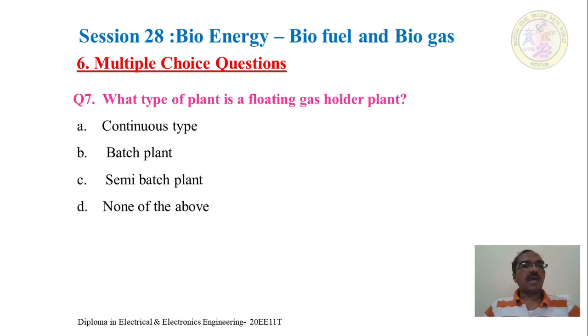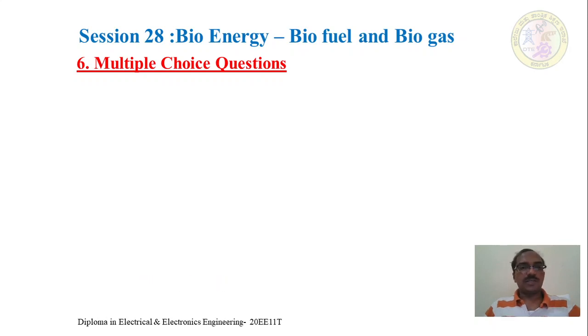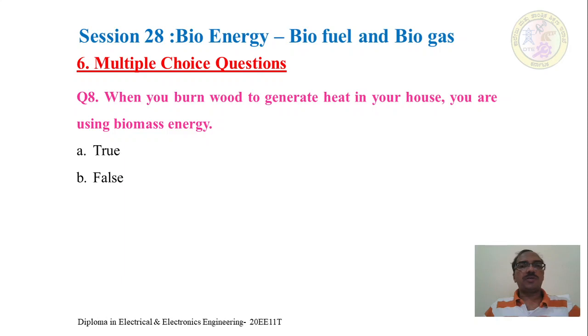Okay, so what type of plant is a floating gas holder plant? Continuous type, batch type, semi batch type, none of the above. Batch type means we do not continuously add the fuel. After completion of the fuel extraction we will empty it and then again fill it with the biomass. So floating gas holders come under the continuous type. That is the answer.